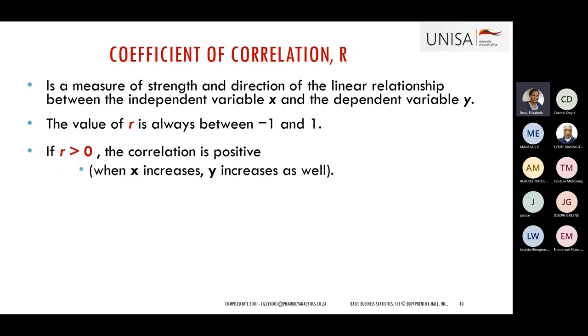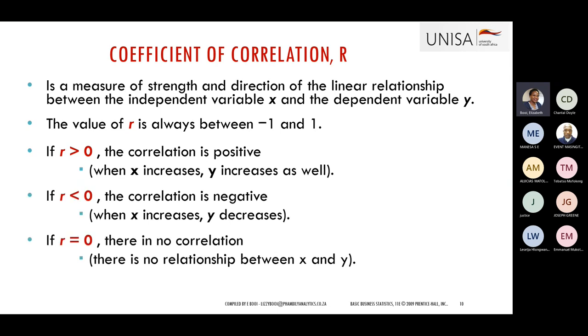How do we then interpret the value that we get? If your R, which is your coefficient of correlation, is bigger than 0, we say the correlation is positive. Any value bigger than 0, we will say the correlation is positive. When X increases, Y increases as well, and we could see it from the scatter plot as well. If the value of R is less than 0, we say it is a negative relationship. When the value of X increases, the value of Y decreases. And if the value of R is equal to 0, there is no relationship.